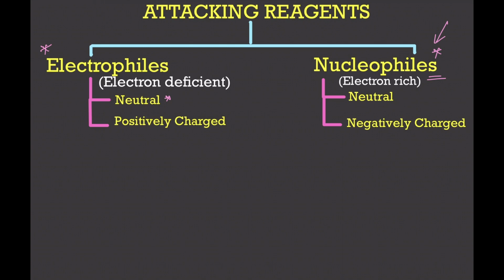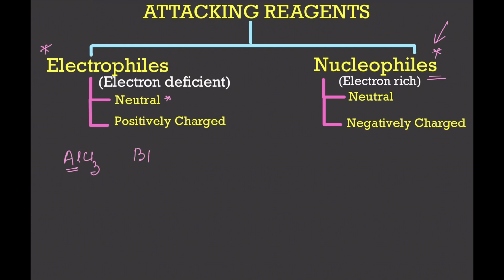All Lewis acids are examples of such neutral electrophiles. Let us take some examples. Say AlCl3, aluminium chloride. In aluminium chloride, the central atom aluminium is electron deficient. As you can see, its octet is not complete. So it can act as an electrophile because it is in need of an electron.